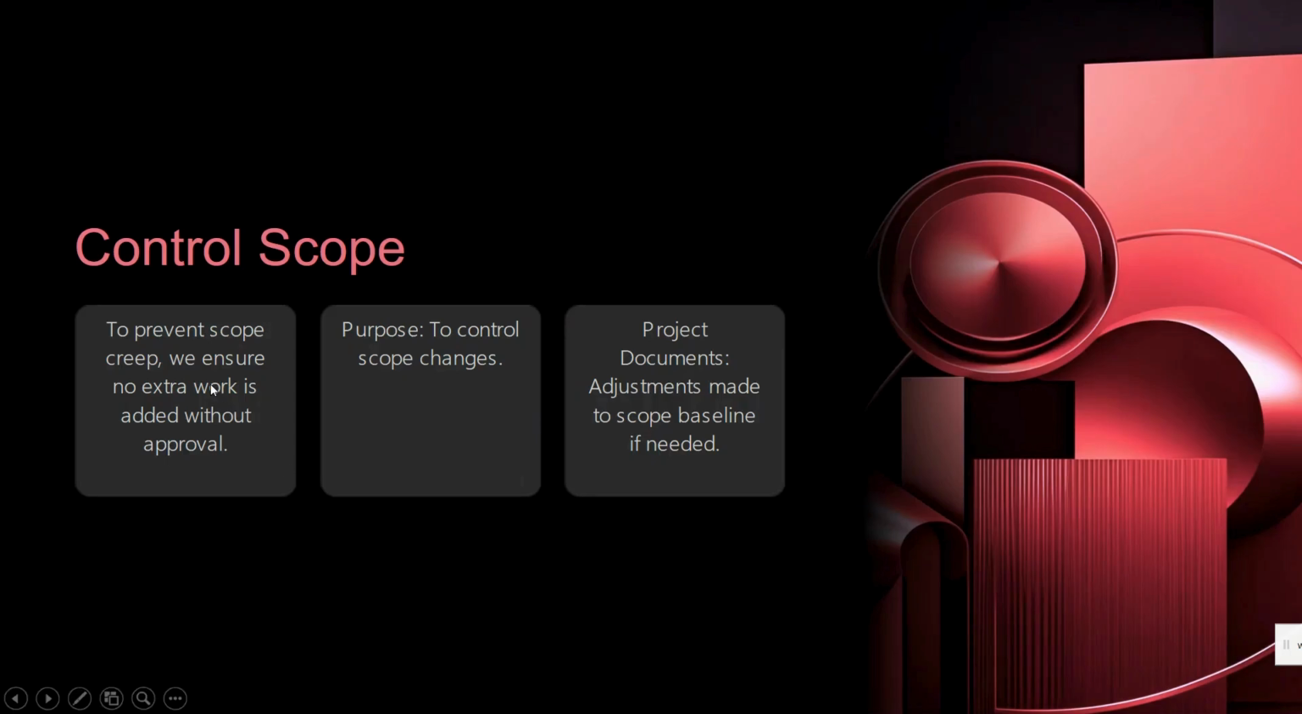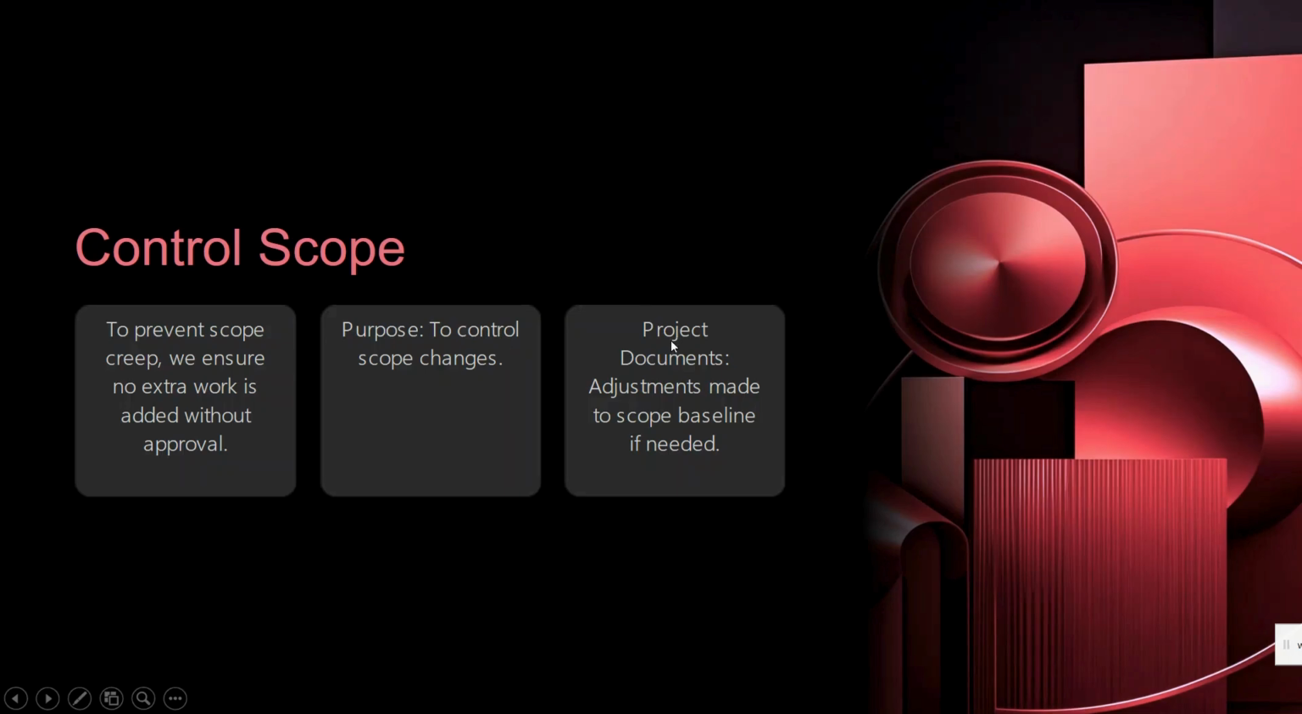Control scope means, to prevent scope creep, we ensure no extra work is added without approval. One of the biggest risks in any project is scope creep, where the project starts expanding beyond its original goals. This process helps us keep things in check, making sure no extra work gets added without approval. The purpose is to control scope changes, ensuring no changes are made without proper approval.